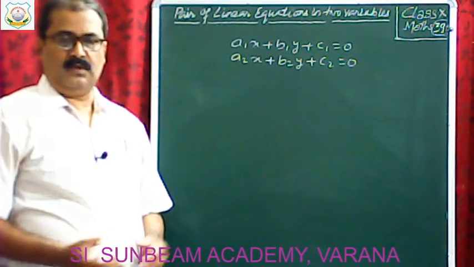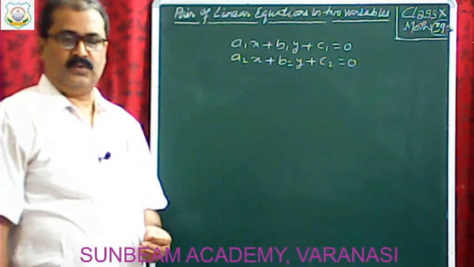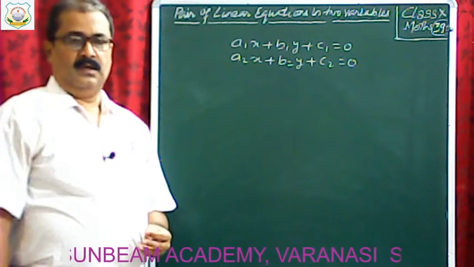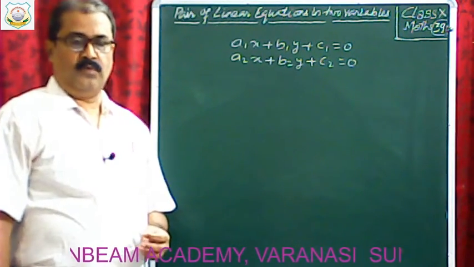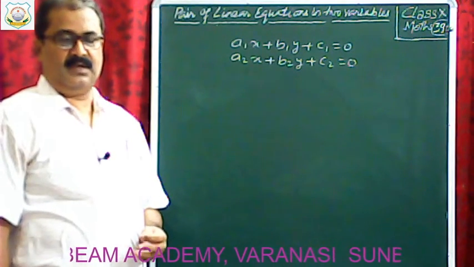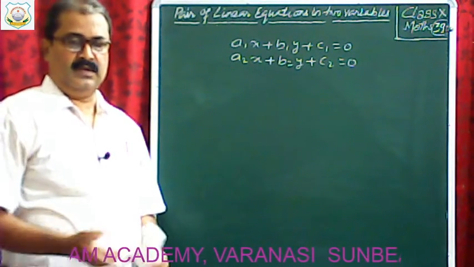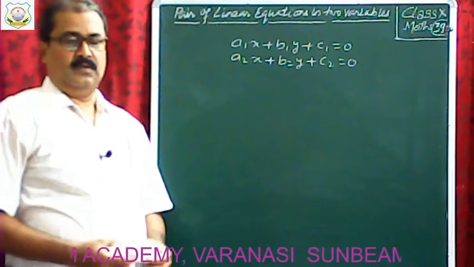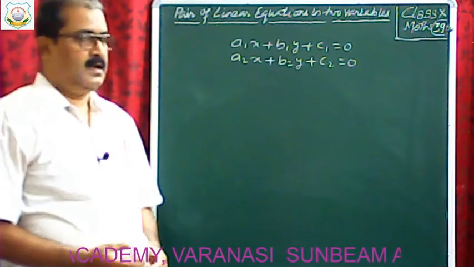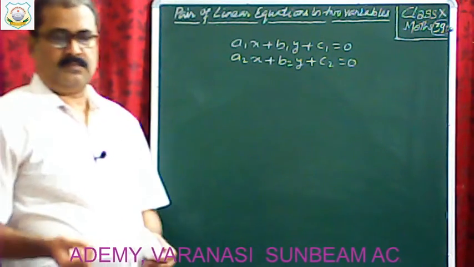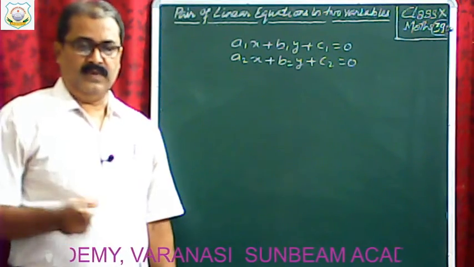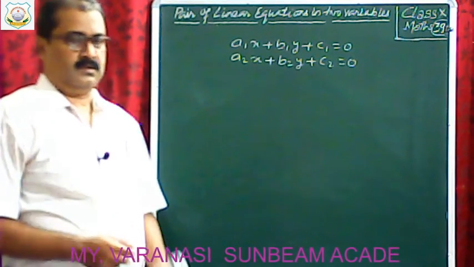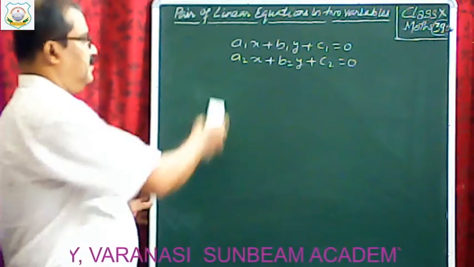Method number 1, graphically. Second, substitution method. Third, elimination method. Fourth, cross multiplication method. Fifth, reducing to a pair of linear equations. These 5 methods are there, and thereafter one more subtopic, that is solvability of equations. Let's see.